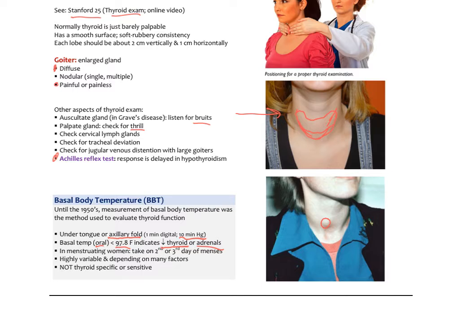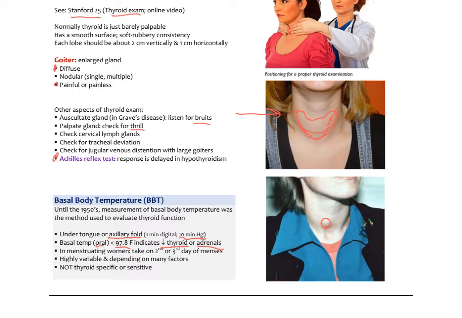And there's different times. It was recommended for menstruating women to take this on the second or third day of menses, so at the beginning of the menstrual cycle, because that way the other hormones, estrogen and progesterone, wouldn't interfere with the temperature. And it's highly variable, obviously, depending on many factors. So it's not thyroid specific or sensitive, and that's why the current guidelines really are suggesting this should not be used for screening for thyroid disorders.